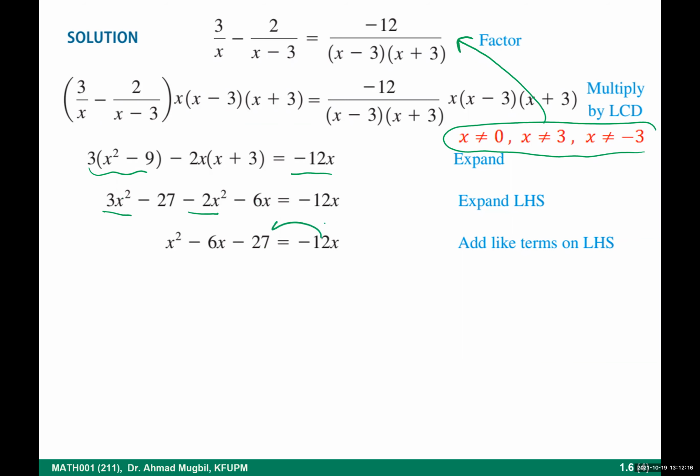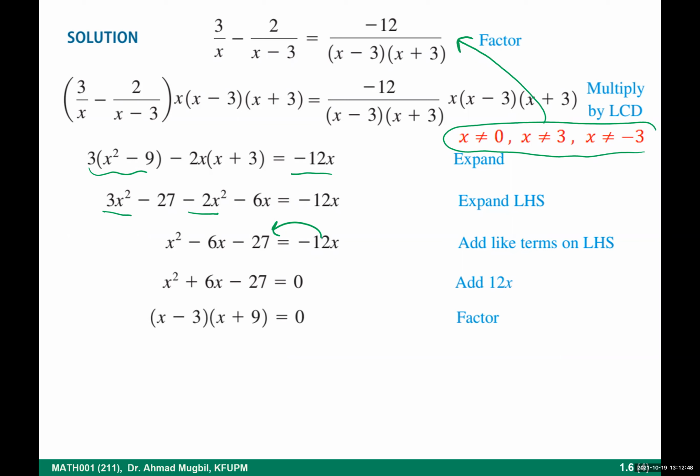Now add 12x to both sides. You will get this. What is this? Trinomial. This is a polynomial. What is the type of this equation? Quadratic equation. How to solve quadratic equations? By factoring. Try factoring. If you cannot factor it, use the quadratic formula. But this is easy to factor. What is it? x plus 9 times x minus 3.